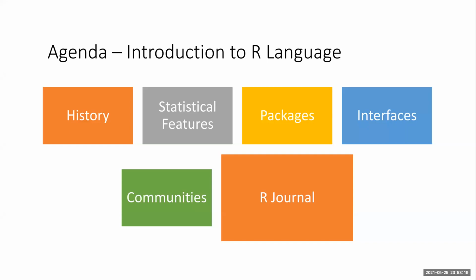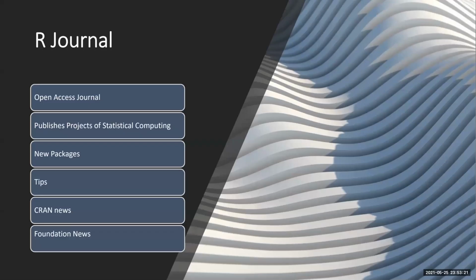Now we'll talk about our journal. The R Journal is an open source journal. It publishes research projects which are pertinent to statistical computing. It also publishes information on new packages, tips related to R, and foundation news.